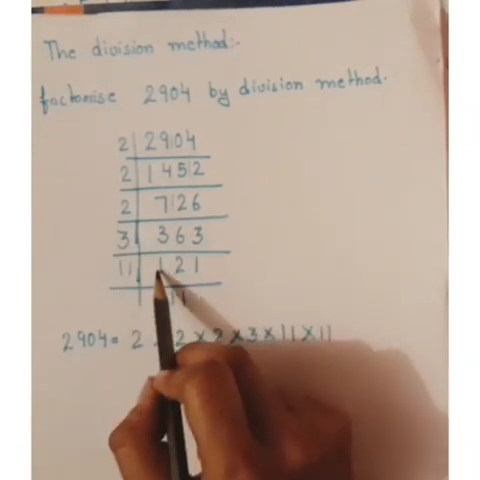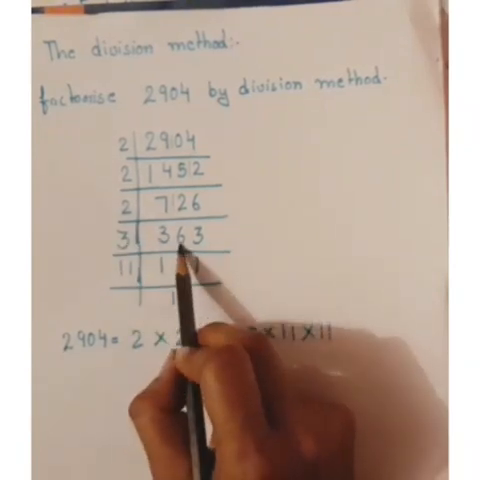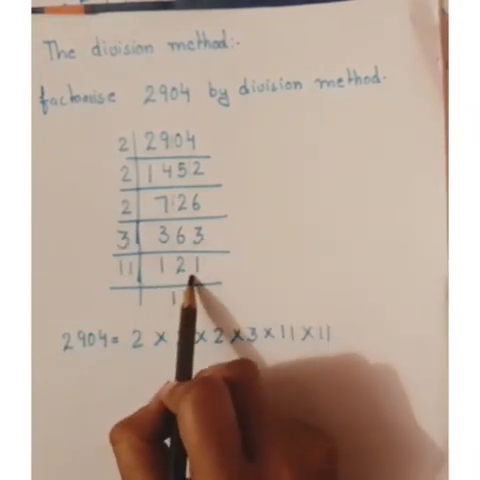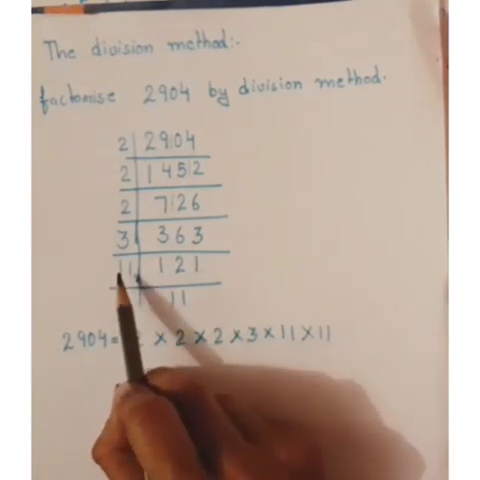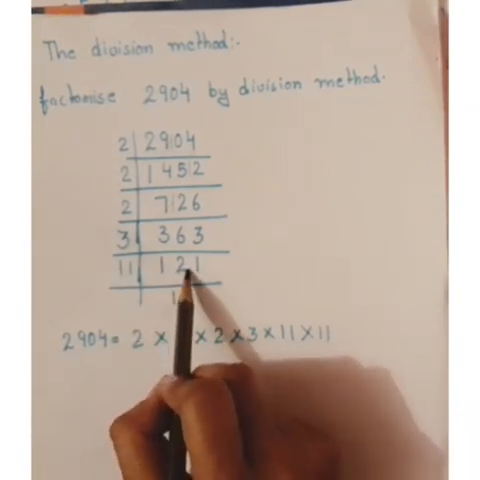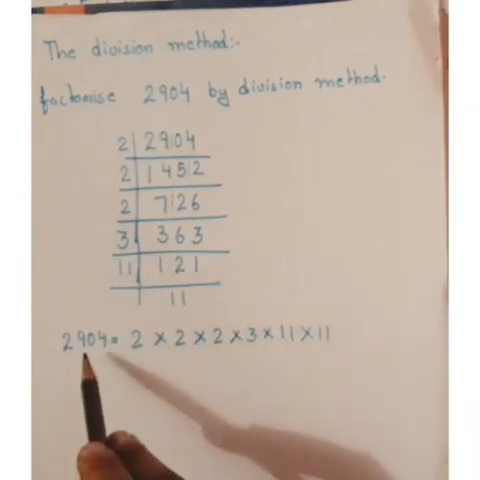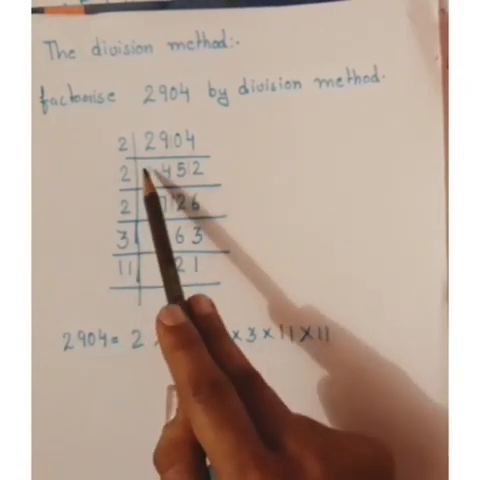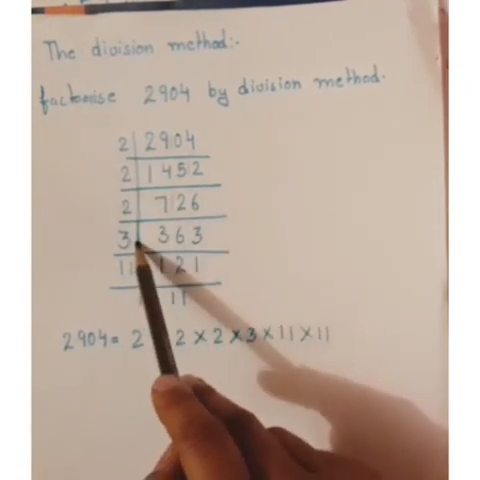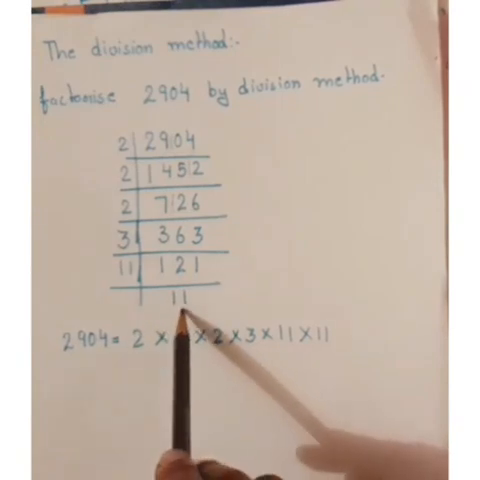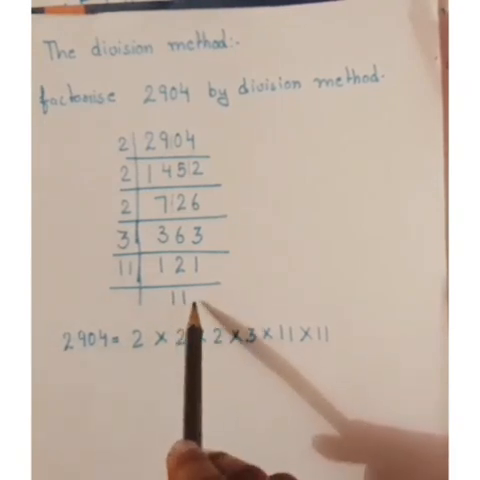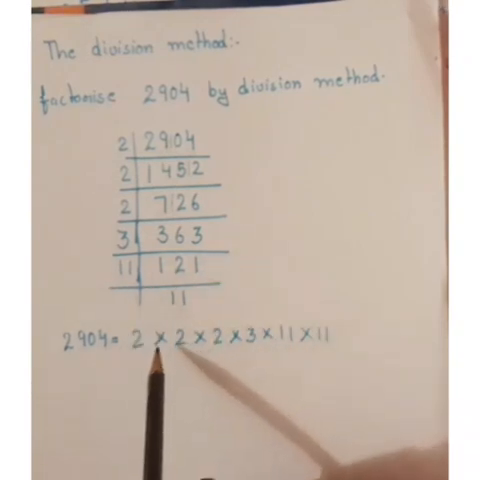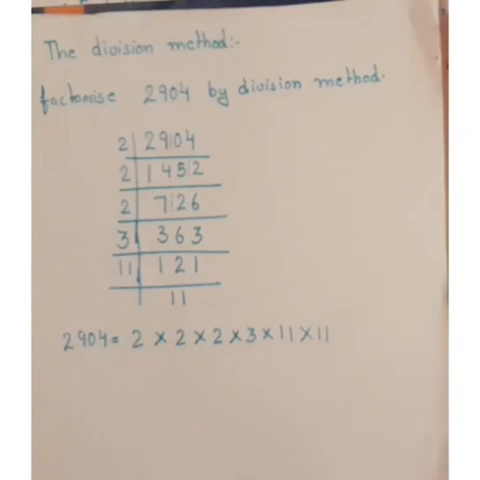Clear? Now 3 ones are 3, 3 twos are 6, and 3 ones are 3. Now it is 121, and 121 goes in the table of 11. So 11 elevens are 121. Clear? So the prime factorization of 2904 becomes 2 into 2 into 2 into 3 into 11 into 11. Why have I stopped over here? Because 11 is a prime number. Okay, so this is the division method of prime factorization.